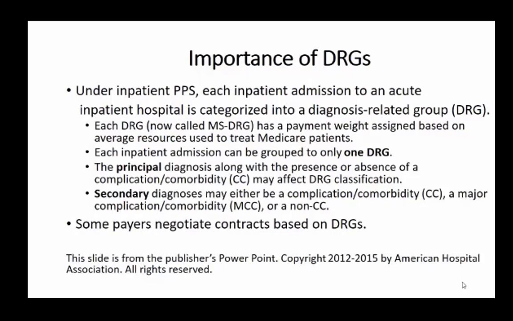The principal diagnosis, along with the presence or absence of a complication or comorbidity, may affect the DRG classification, and secondary diagnoses can also affect the classification if they are an MCC or a CC. That's why it's important when you're looking in your code book and you have those little symbols over on the right for the CC or MCC, that you can tell if you capture something that the patient has that's going to affect the DRG. You want to be sure and do that.